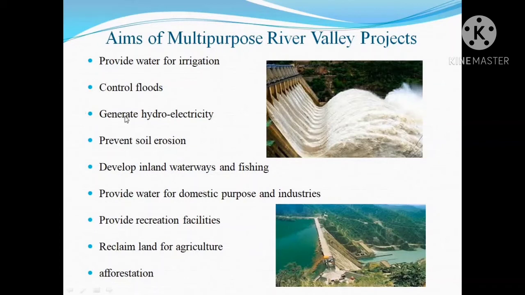And generate hydroelectricity, prevent soil erosion as the speed of the flow of water decreases, develop inland waterways and fishing, provide water for domestic purposes and industries, provide recreation facilities, water parks, etc. Reclaim land for agriculture, afforestation. So these are the main aims of a multi-purpose river valley project.